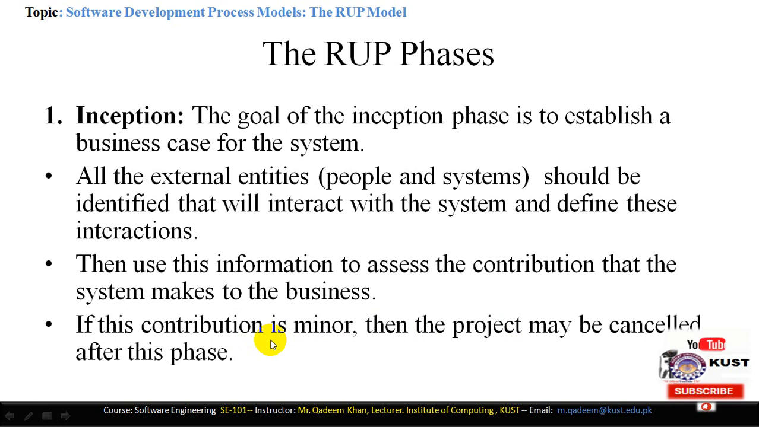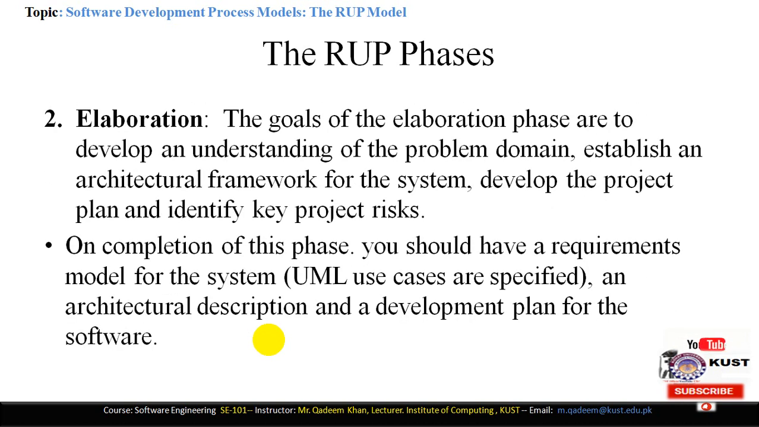For example, after the inception phase, we identified that the business objectives or the business benefits are not so much, and also these are very minor for us. Then it is not important to develop the product because it will be a loss for the customer as well as for the organization. The next phase is called the elaboration phase.